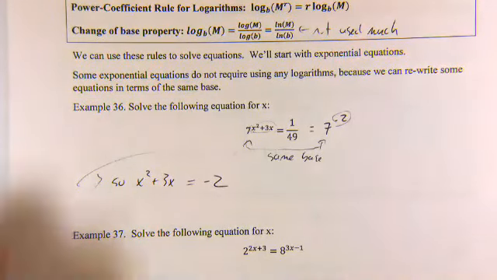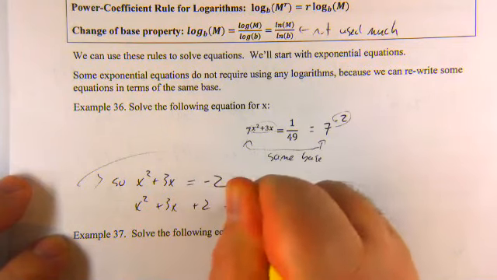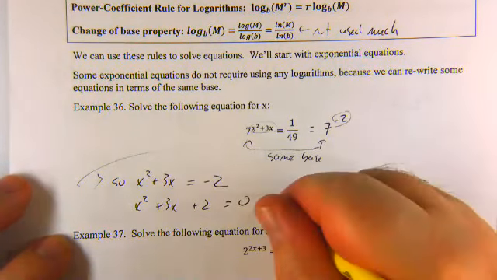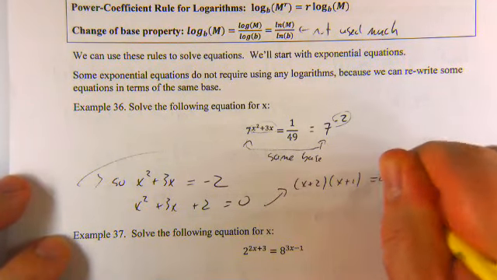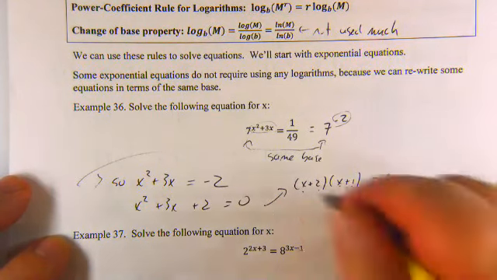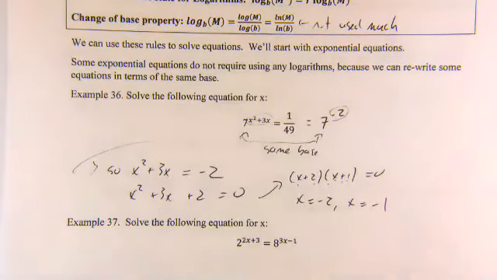We can solve that, move the 2 over to the other side. We look at that and we think a little bit and say, okay, well, that can be factored: x plus 2, x plus 1 equals 0. So x squared, 2x plus 1x, that's my 3x, plus 2. So x equals minus 2, x equals minus 1. So that's not too hard, right? Don't need to use any logarithms because you can write everything as base 7.